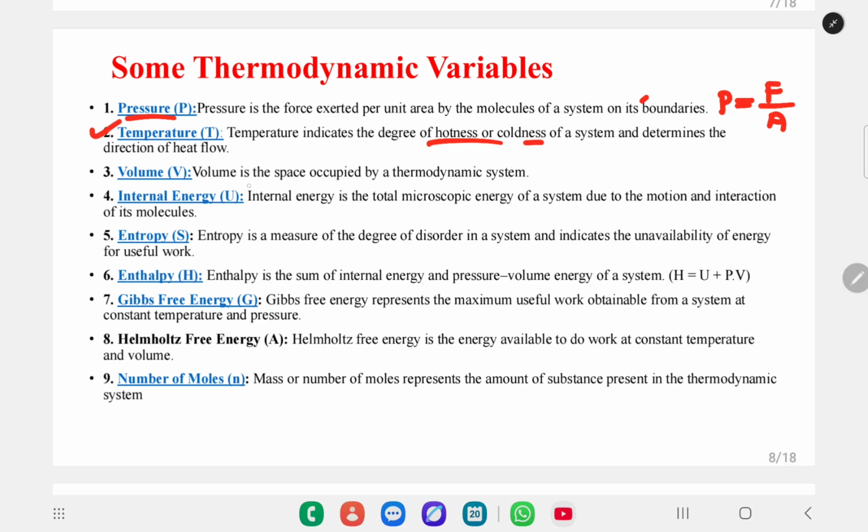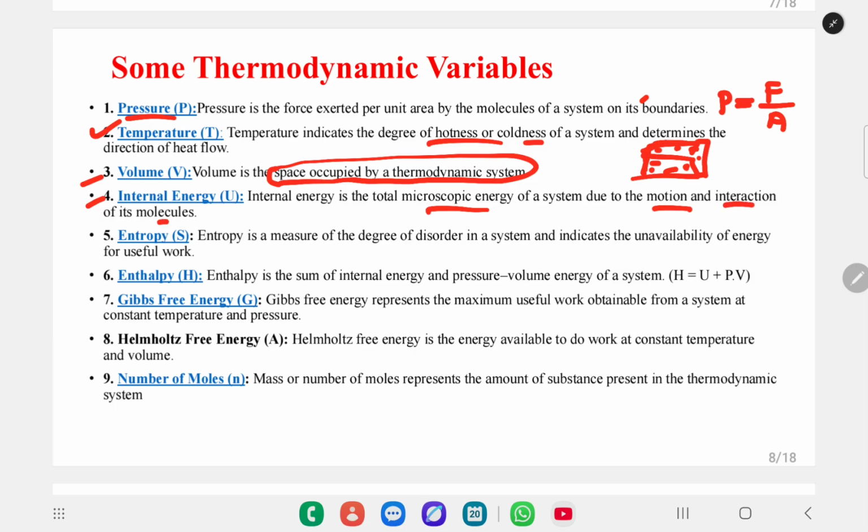Volume. What is volume? Volume is the space occupied by any system. If this is the volume, how much space the system can occupy, that is known as volume. Internal energy, just now I have told you. Internal energy is the total microscopic energies of the system due to motion and interaction of its molecules.